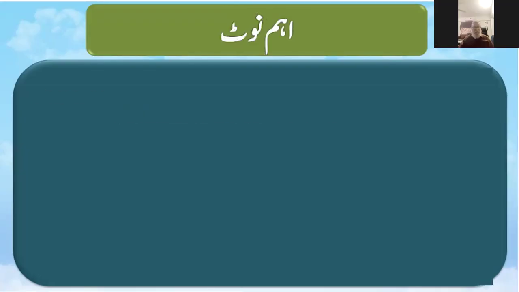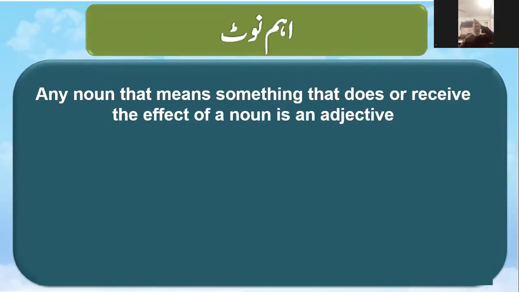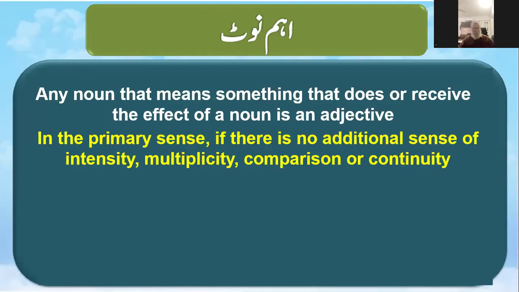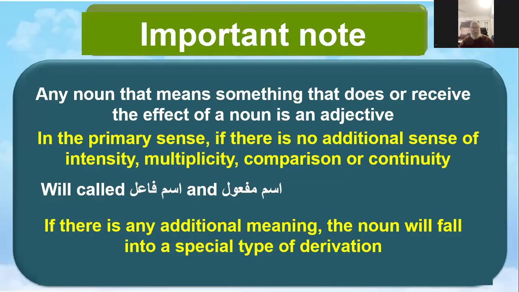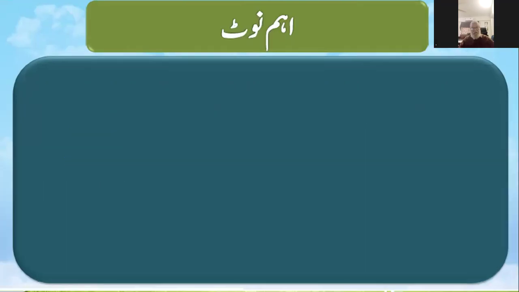Now the important note: any noun that means something that does or receives the effect of a noun is called an adjective. In the primary sense, if there is no additional sense of intensity, multiplicity, comparison, or continuity, we call it isme fa'il and isme maf'ul. If there is any additional meaning, the noun will fall into a special type of derivation. So that is the noun.